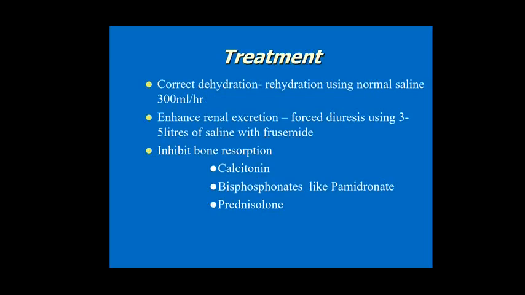You rehydrate using normal saline at the rate of 300 ml per hour. You enhance the renal excretion by inducing forced diuresis using 3 to 5 liters of saline along with a diuretic like furosemide. You inhibit the bone resorption by giving drugs like calcitonin, bisphosphonates like pamidronate, and steroids like prednisolone.